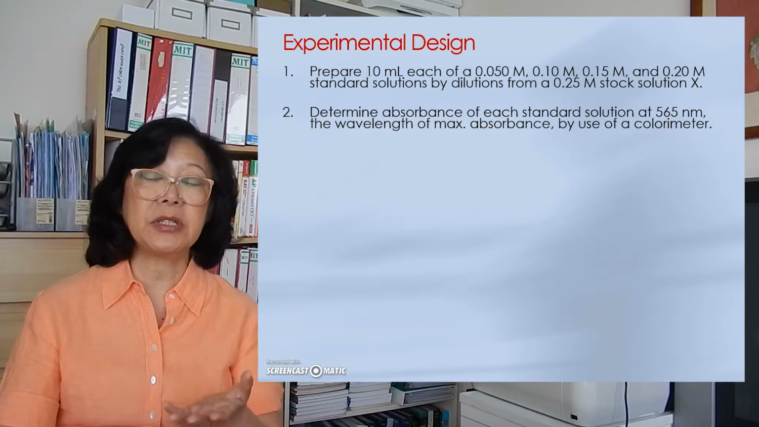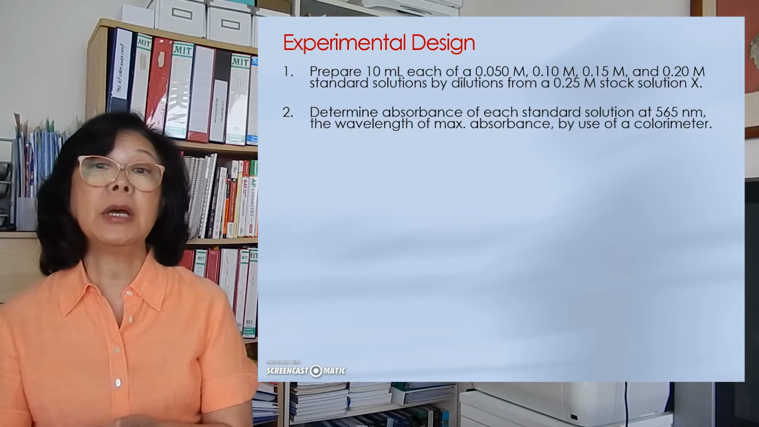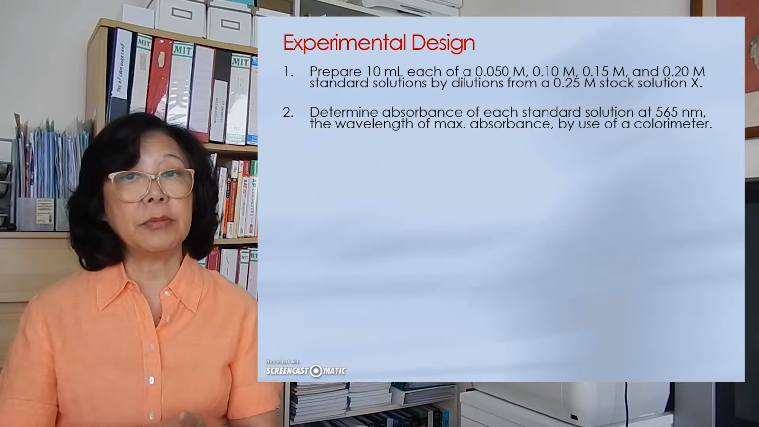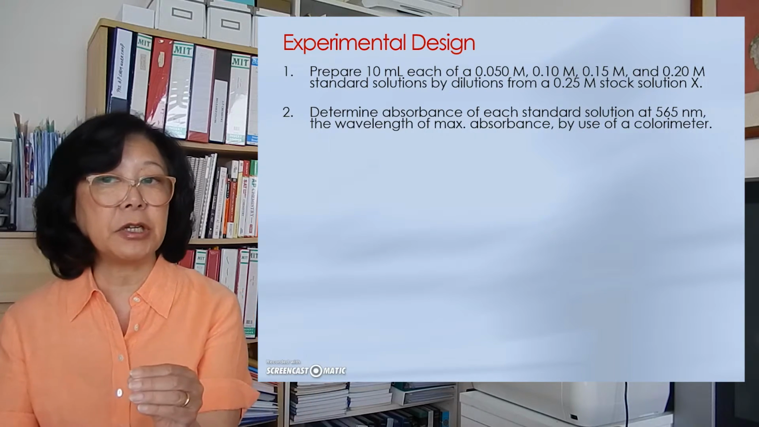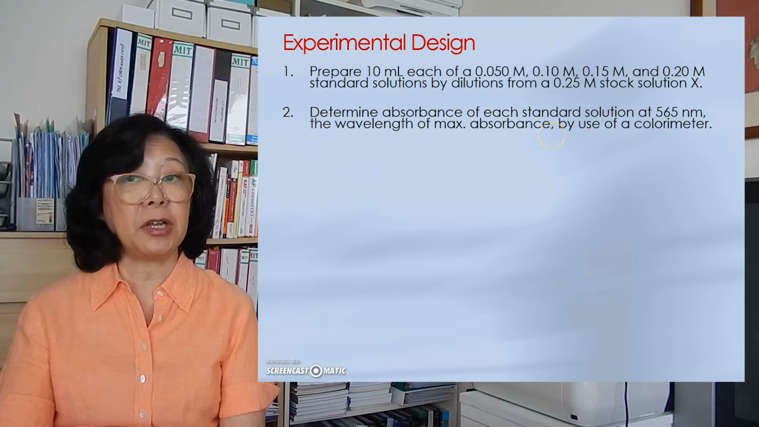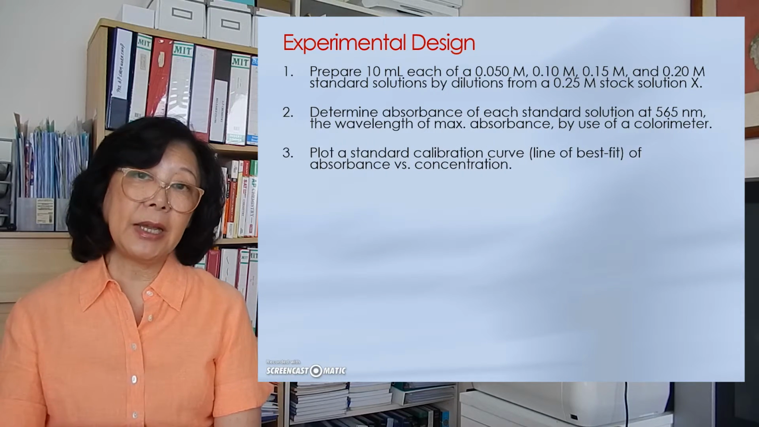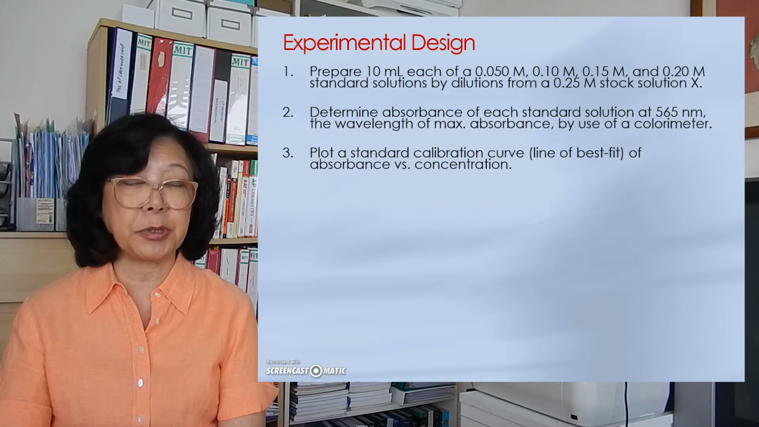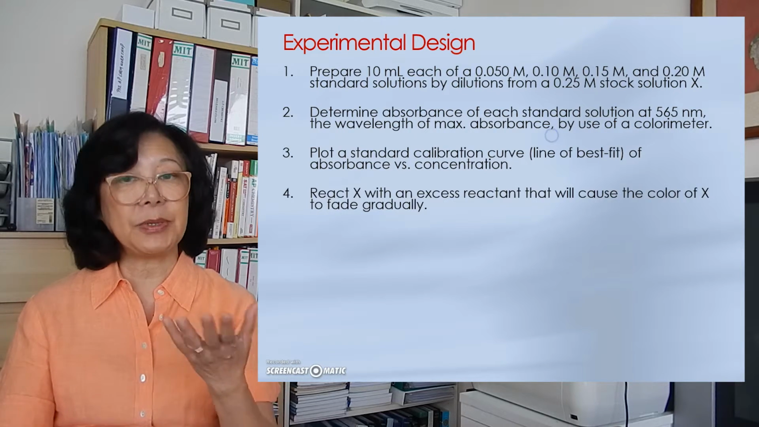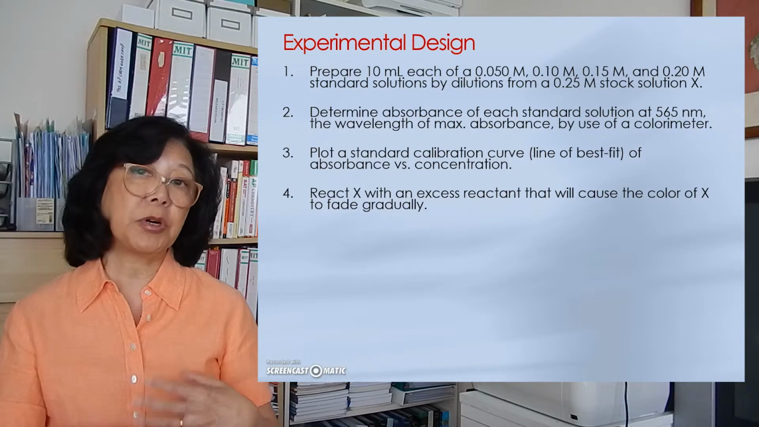Now, when I have all the standard solutions ready, I'm going to take them to the colorimeter and determine the absorbance by putting them into little cuvettes at 565 nanometers, which gives me the maximum absorbance. Then I use the data to plot a line of best fit of absorbance versus concentration. So that's my standard curve. Now I'm ready to work with my sample X.